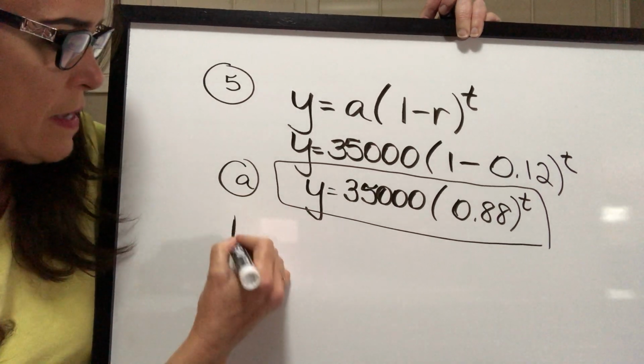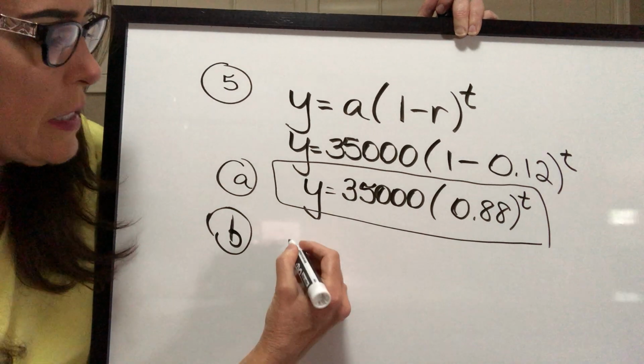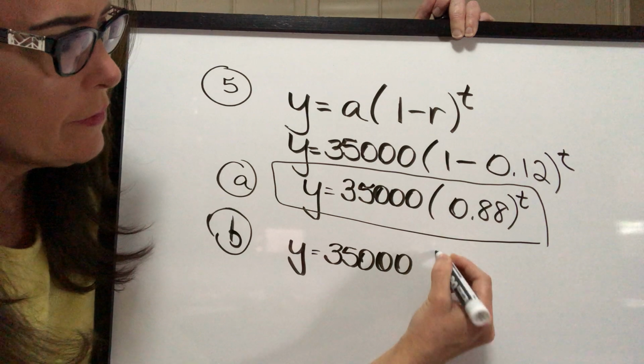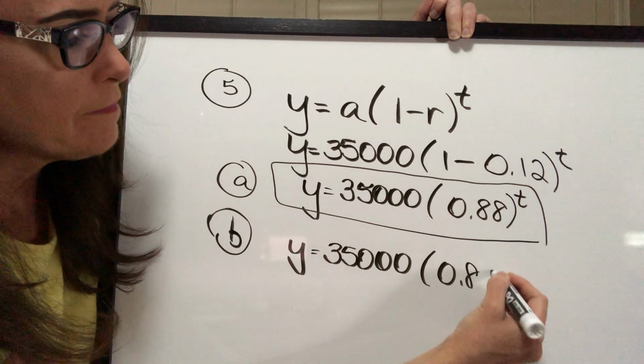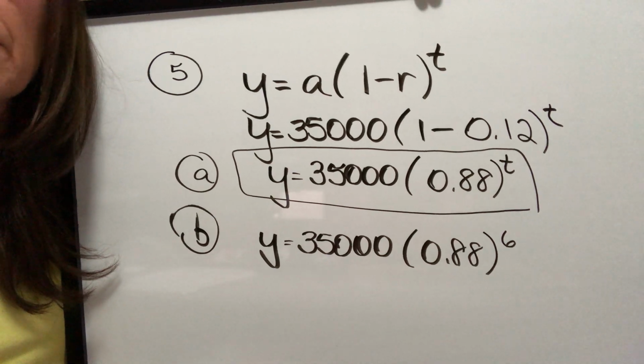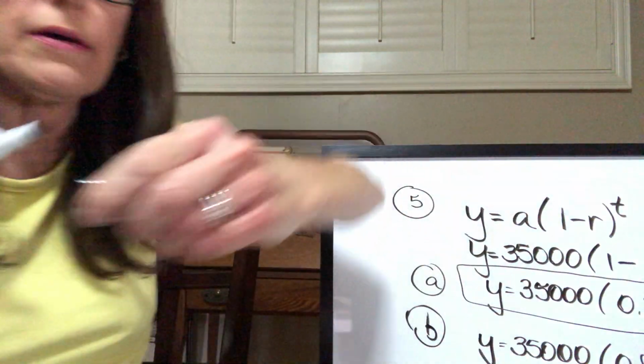So that's A. Now for B, it says, what is the value of the car after 6 years? So all you're going to do is take the number 6 and plug that in for t. So it's going to look like that, 0.88 raised to the t power. Okay, so let's go to our calculator and see how this turns out.